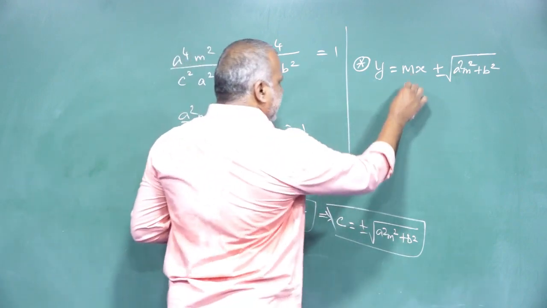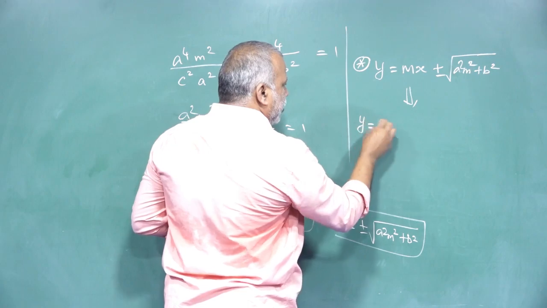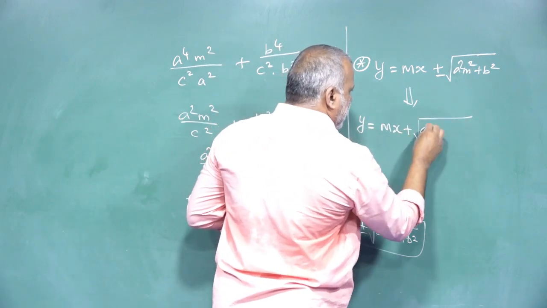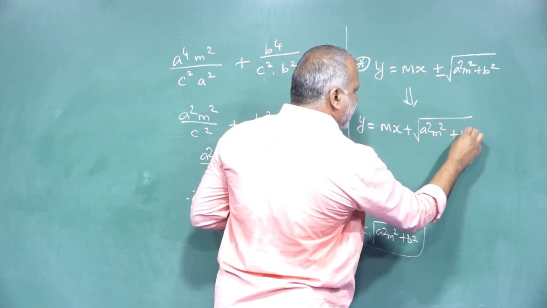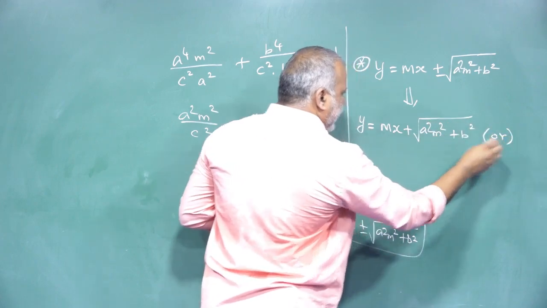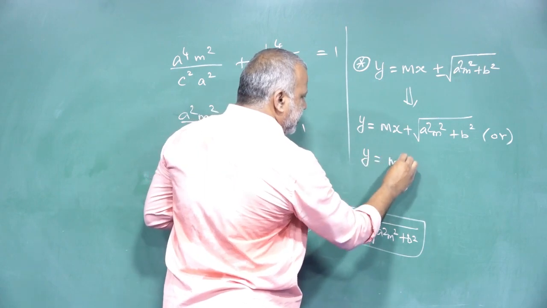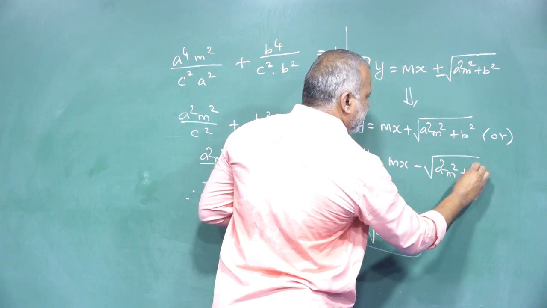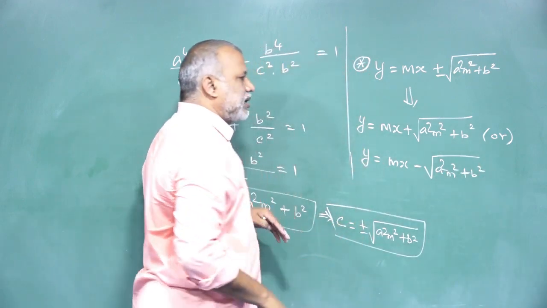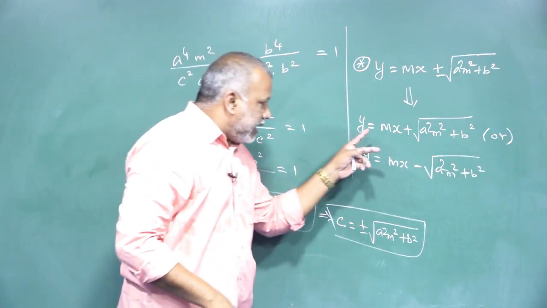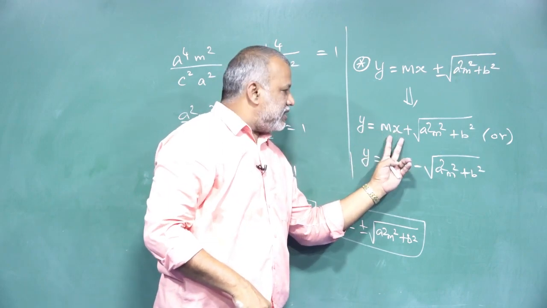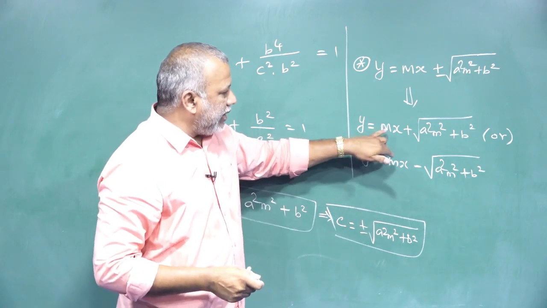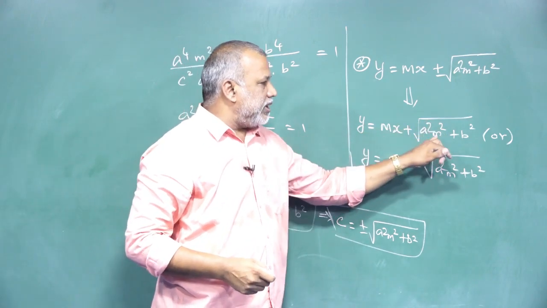From this, again listen, we can write like this: y equal to mx plus square root of a squared m squared plus b squared, or y equal to mx minus square root of a squared m squared plus b squared is the equation of the tangent. Here, see, either this equation or this equation. Don't consider both equations; either y equal to mx plus square root of a squared m squared plus b squared.